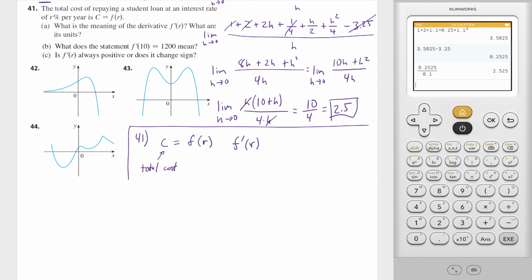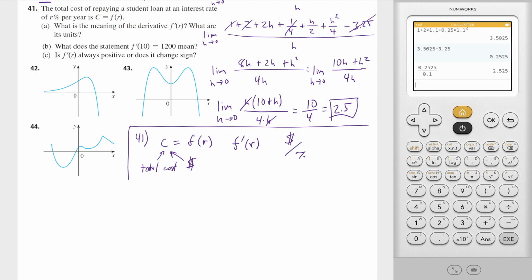rate. And so what are its units? Well, I would say, it's probably dollars per percent point, something like that. So if I increase a certain amount of percent points, because the units of cost is going to be dollars, right? And so I would say it's probably going to be dollars per percent of some kind. And I mean, you could do whole percents or fractions of percents, but probably you just do whole percents.